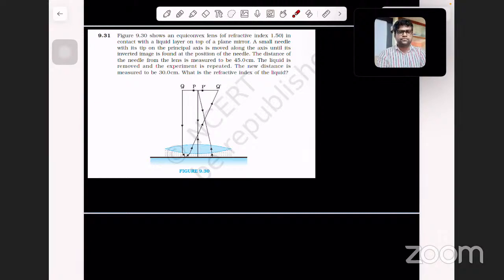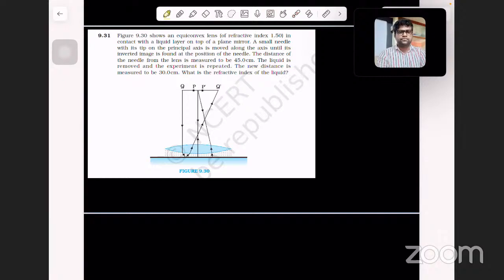That means where is the image? There is also the object. That means the distance is actually 2f, or at the radius of curvature, right? The distance of the needle from the lens is measured to be 45 centimeters. The liquid is removed and the experiment is repeated. The new distance is 30 centimeters. What is the refractive index of the liquid?